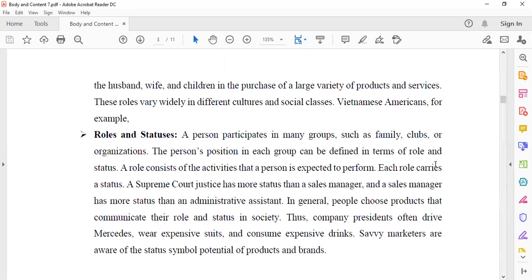You may find that because an individual, let's say, occupies a position of political leadership, he is no longer expected to eat in some kinds of restaurants, to dress in some kind of ways, to drive some kind of car. That becomes a socially influenced consumption pattern.